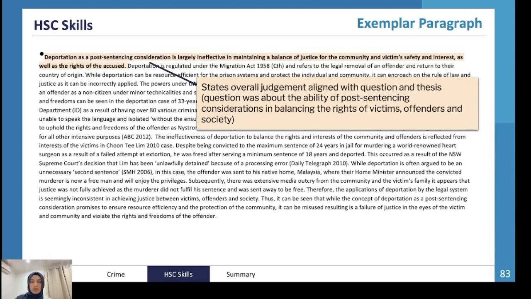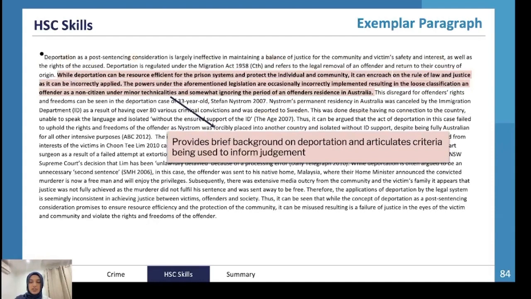We then move into a brief background on deportation and articulate a criteria being used to inform judgment. So while deportation can be resource efficient for the prison systems and protect the individual and community, it can encroach on the rule of law and justice as it can be incorrectly applied. So the powers under the aforementioned legislation are occasionally incorrectly implemented, resulting in the loose classification of an offender as a non-citizen under minor technicalities and somewhat ignoring the period of an offender's residence in Australia.